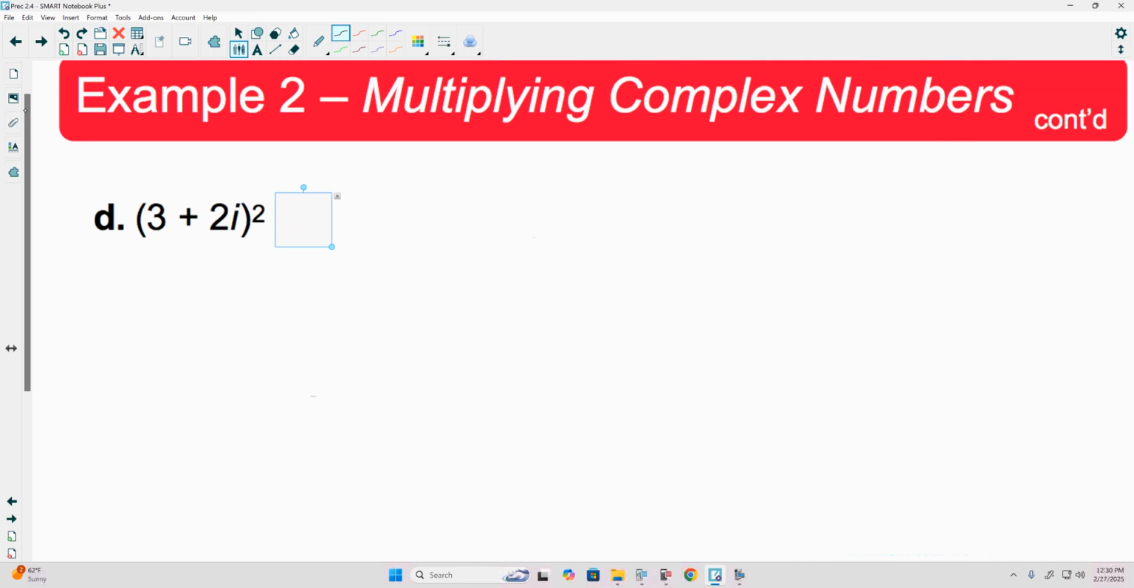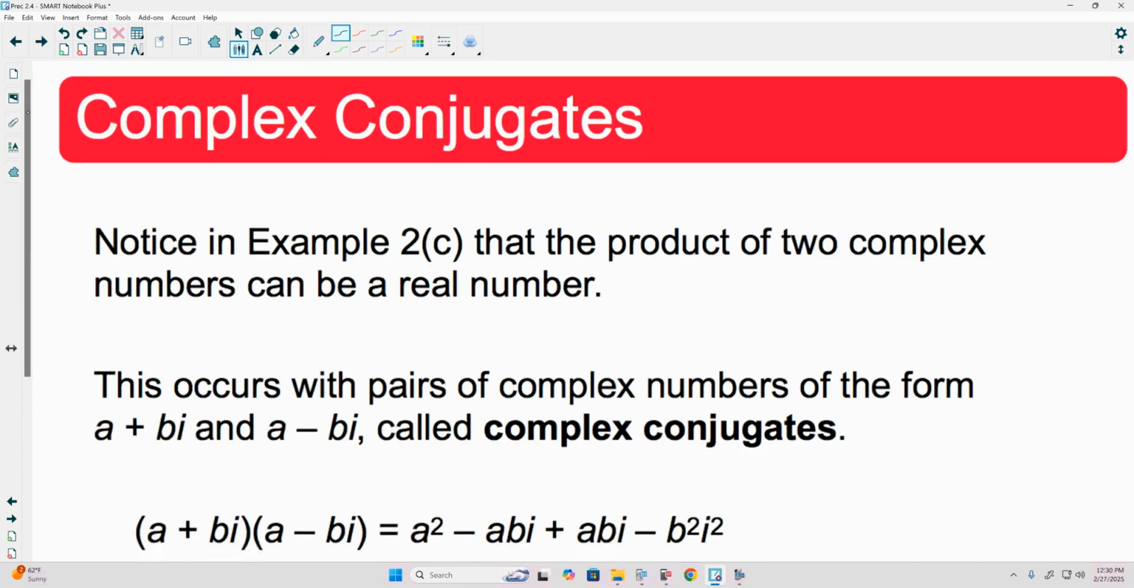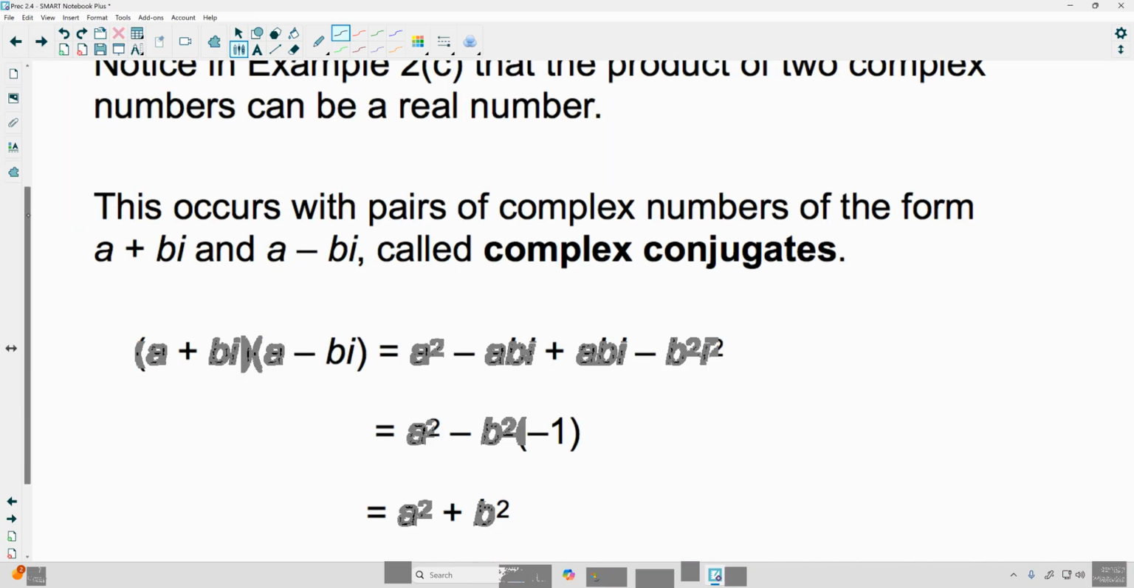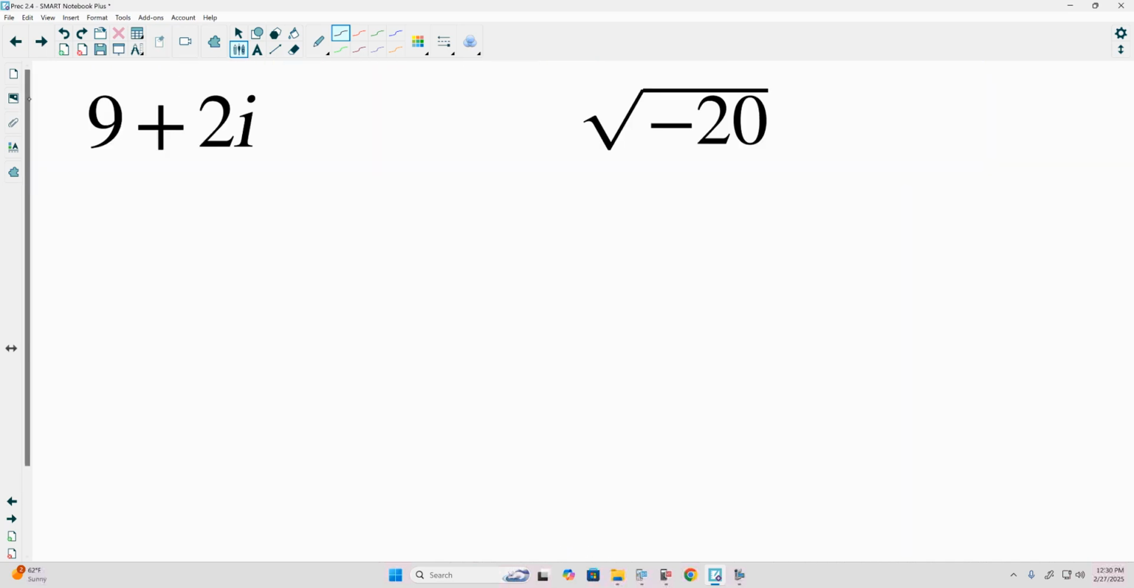Complex conjugates. This occurs when a pair of complex numbers are of the form a plus bi and a minus bi. These are complex conjugates. We flip the sign in front of the term with i. So if we wanted to find the complex conjugate of 9 plus 2i, we would flip the sign in front of the i term, telling us that its complex conjugate would be 9 minus 2i.